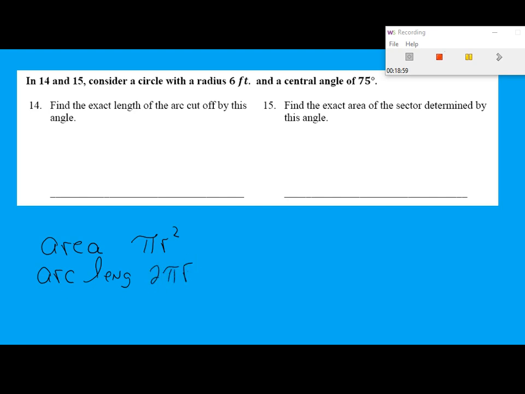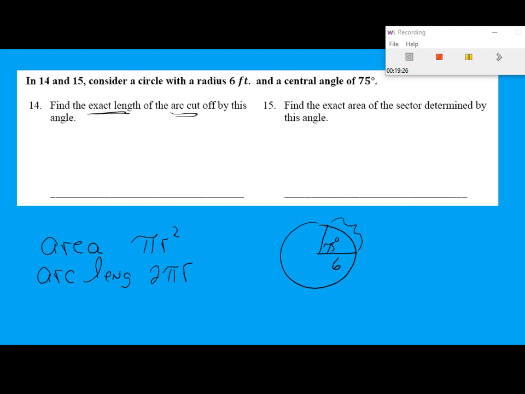So here goes my number 14. It says consider a circle with a radius of 6. So I've got a circle, radius of 6 feet, and a central angle of 75 degrees. So about right there. On my number 14 here, it says find the exact length of the arc cut off by this angle. So we're trying to find this distance right here.